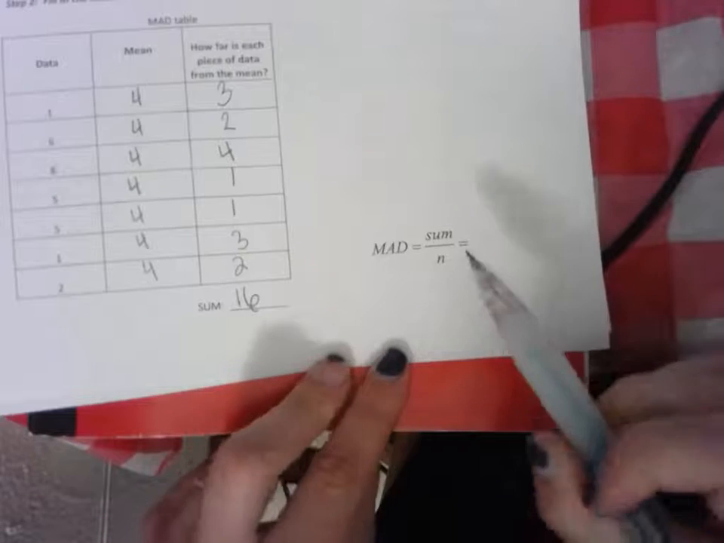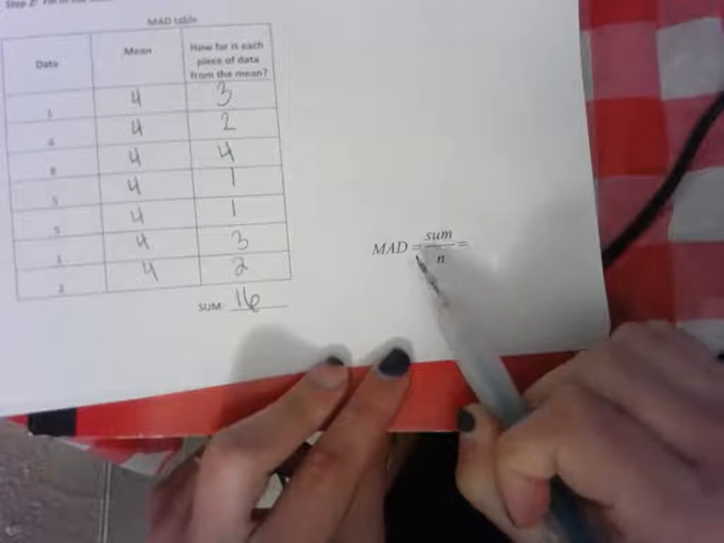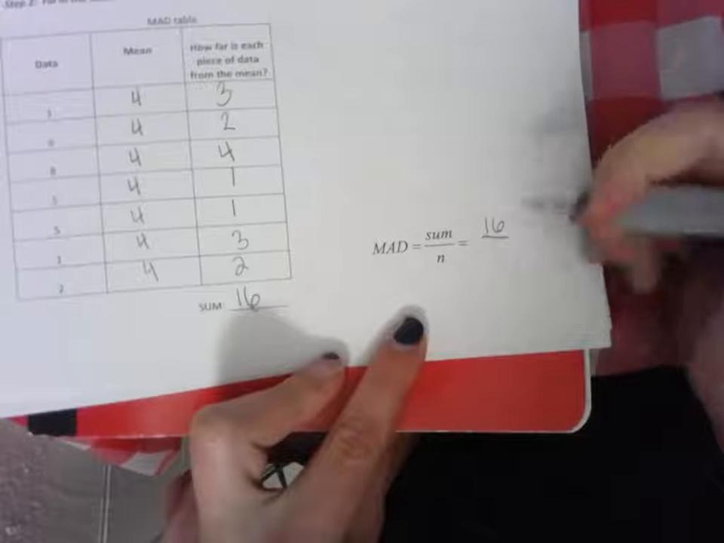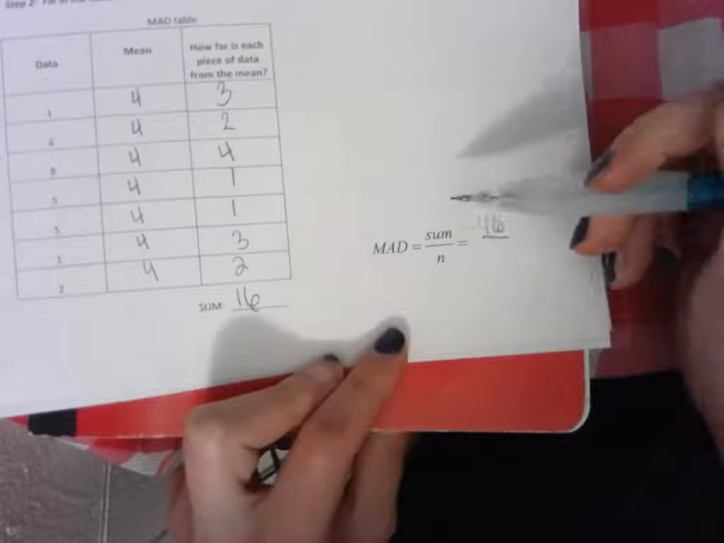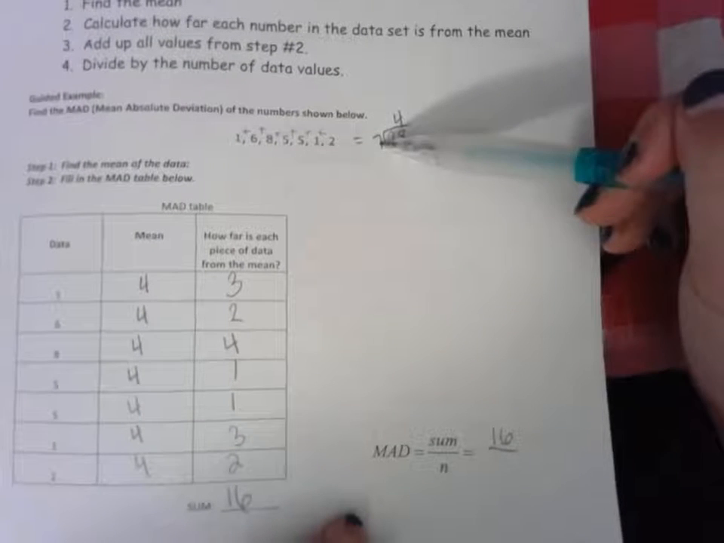Okay? And now what this is over here, keep in mind, MAD stands for mean absolute deviation, equals the sum, which we found is 16. And this N stands for how many numbers we have in our data set. Well, if I go back up here to find my mean, we had 7 numbers in our data set, or I can count them. 1, 2, 3, 4, 5, 6, 7.